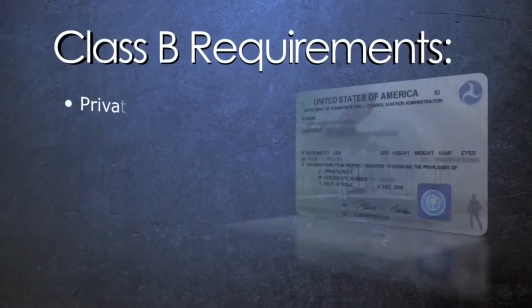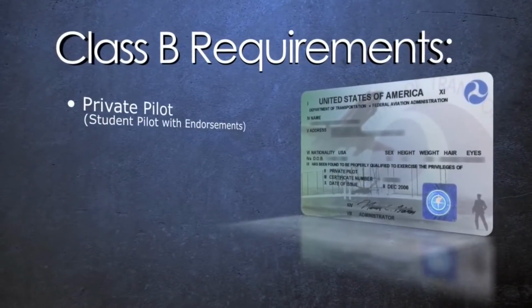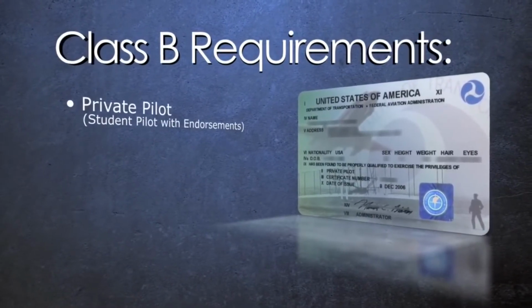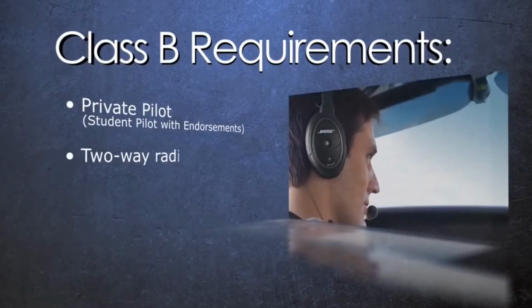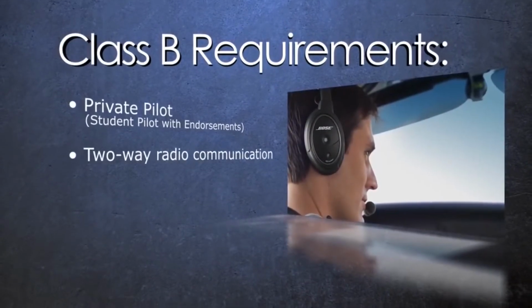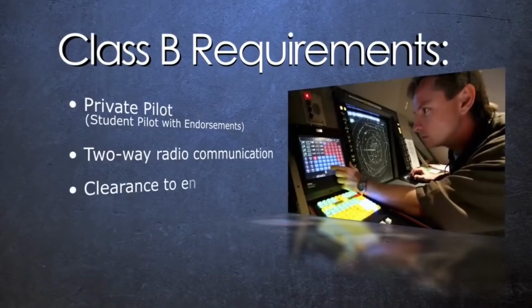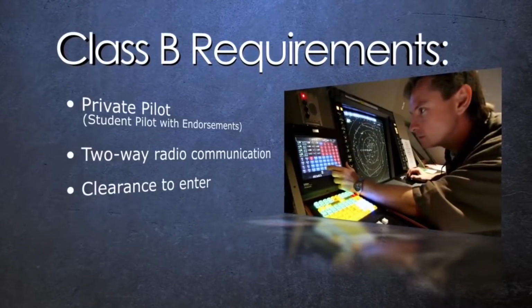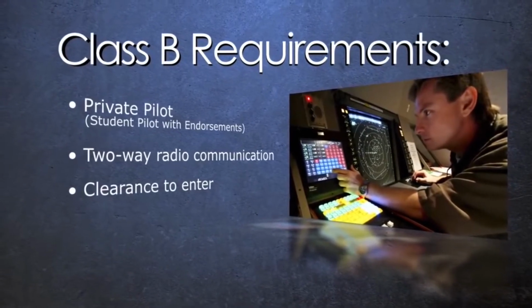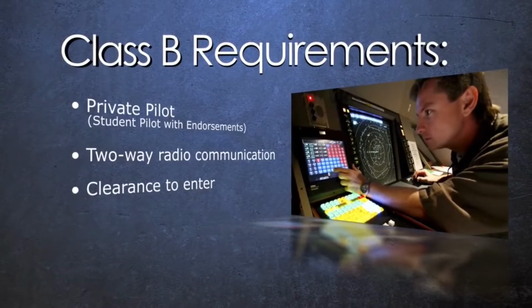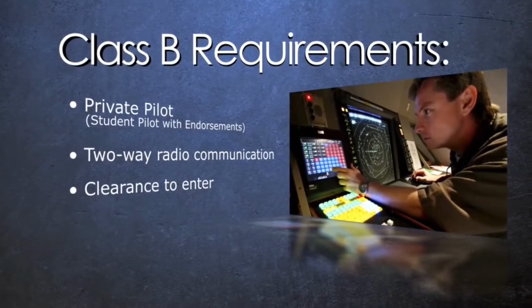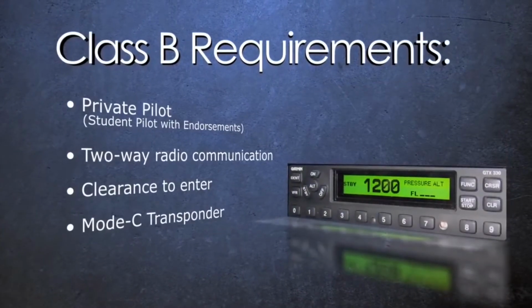The pilot must be at least a private pilot, or a student pilot with the necessary endorsements. Two-way communication with ATC must be maintained, and in addition, a clearance to enter the airspace must be given to the pilot. "Skyhawk 454 Echo Romeo, cleared to enter Orlando Bravo airspace." And the aircraft must possess a Mode C transponder.